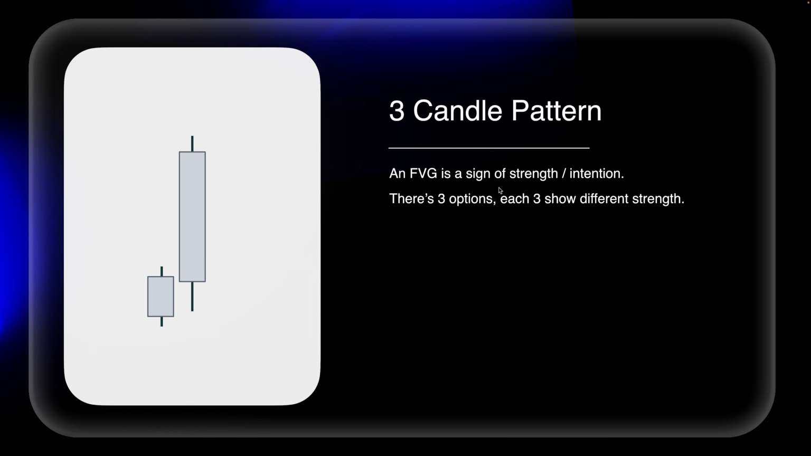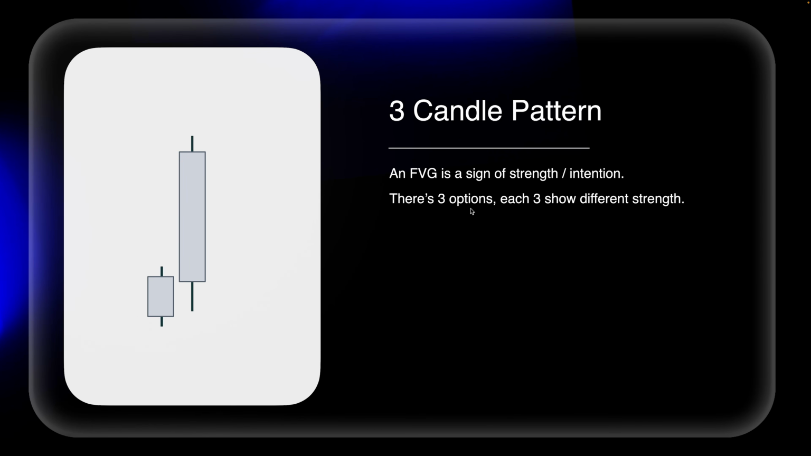A fair value gap is a sign of strength and intention. When I mention strength or intention, I mean the same exact thing. There are bigger entities trading the markets that we also trade, with a lot of money on the line. They can move the market. So when they move the market, they can't simply hide that. And what happens when they move the market? They create fair value gaps. So they show the intention of what price actually wants to do. They show the strength. Now there's three options, and each of the three shows different types of strength.